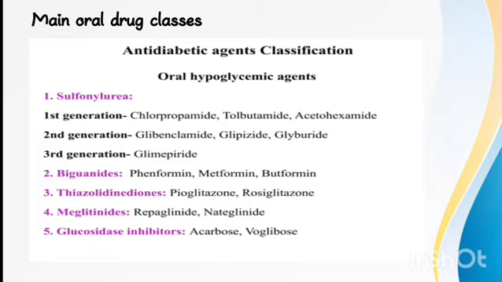And then biguanides include phenformin, metformin and buformin. Thiazolidinediones, pioglitazone and rosiglitazone. Meglitinides, repaglinide, nateglinide. Glucosidase inhibitors, acarbose, voglibose.